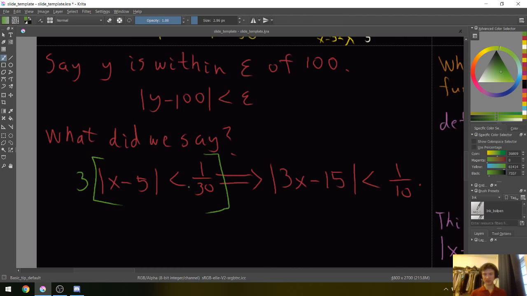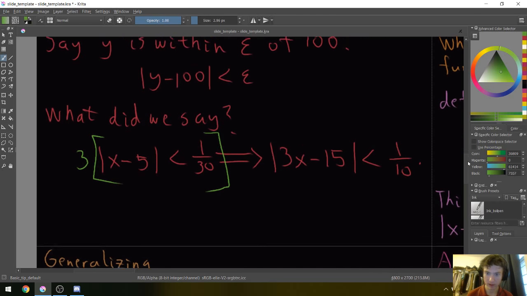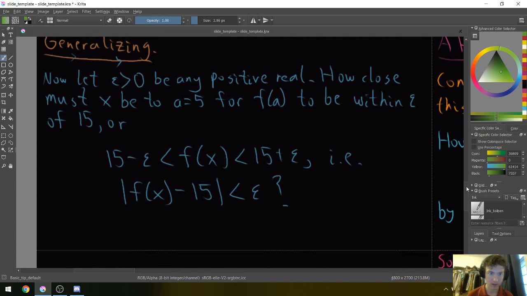So are we happy with that step? Yes. Good, okay. So all we're doing right now is getting intuition for how to make points on a line close to a target value.